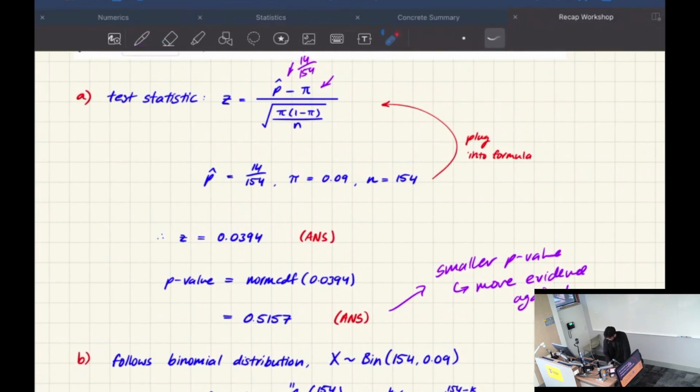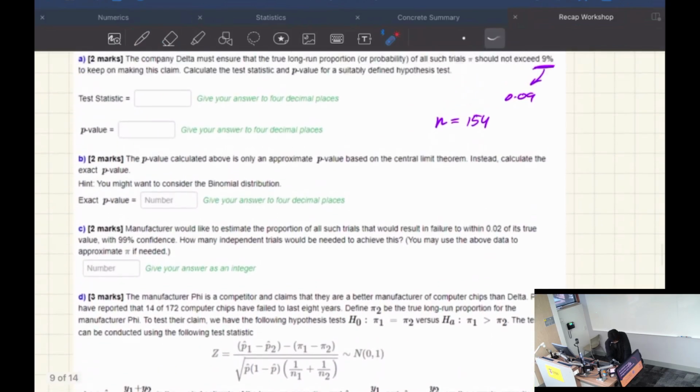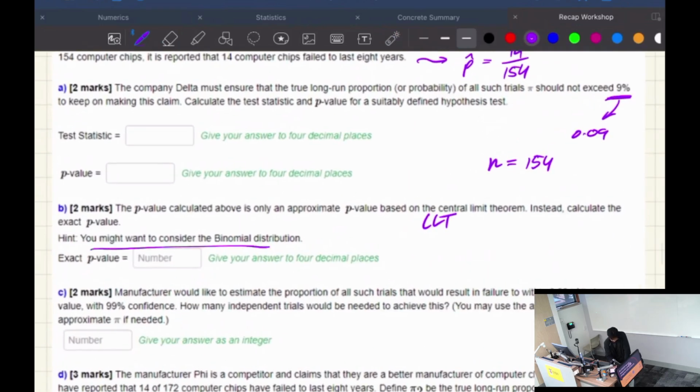Okay, part B, this one over here. So for part A, we've used the central limit theorem, right? So we've used CLT for part A to like approximate our p-value, right? But we can also find it exactly, right? Does anyone, oh, they've already told us, you might want to consider a normal distribution. Why is that the case? Why is a normal distribution? Why not exponential or normal?